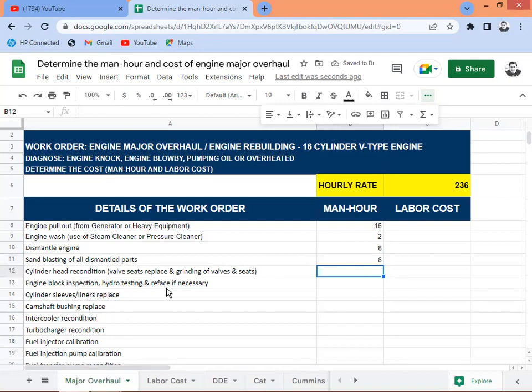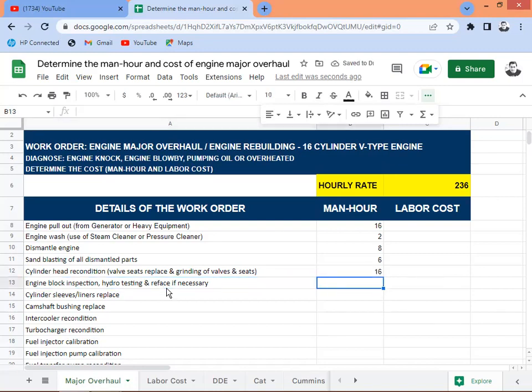Cylinder head reconditioning, like valve seats replacement, grinding of valves or seats. You need more time for this. The grinding, you use a grinding stick, and you're grinding how many? 16 cylinders, and each cylinder has four valves. Two valves for intake and two valves for exhaust, and for each cylinder you need to grind using the grinding stick. Four valves each cylinder, and there are 16 cylinders. So you need more time for this, and you need 2 days, 8 hours a day. So you need 16 hours for this.